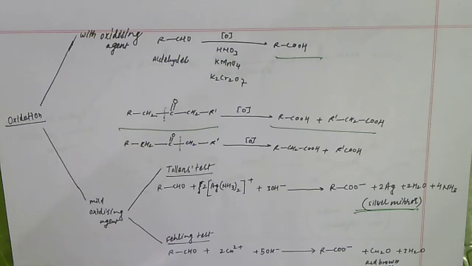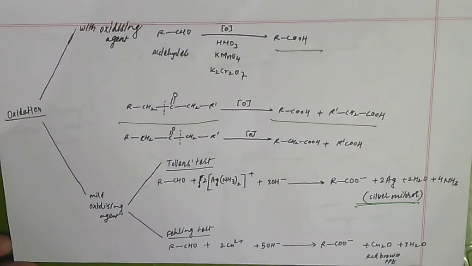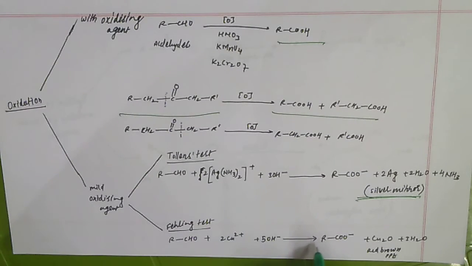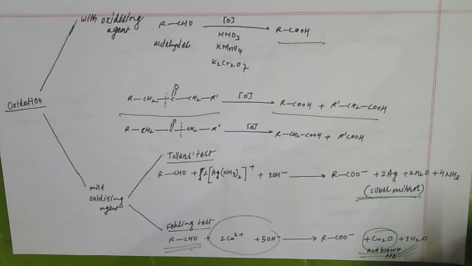Now in the Fehling test, you take Fehling solution A and Fehling solution B. It will give cuprous oxide, which is a red-brown precipitate. In one sample you take an aldehyde and in another sample you take a ketone. The sample containing the aldehyde, when treated with Fehling solution A and B, will give the red-brown precipitate. If the sample has given the red-brown precipitate, it means the given compound is an aldehyde, and the compound which is not able to give the red-brown precipitate will be the ketone.